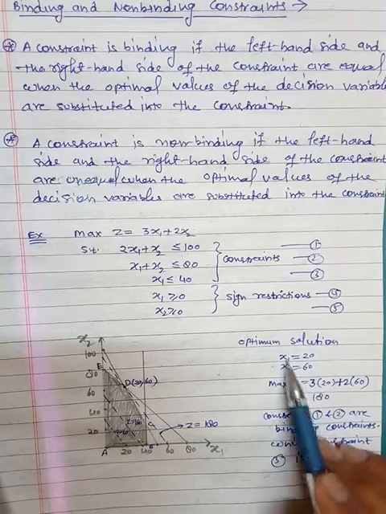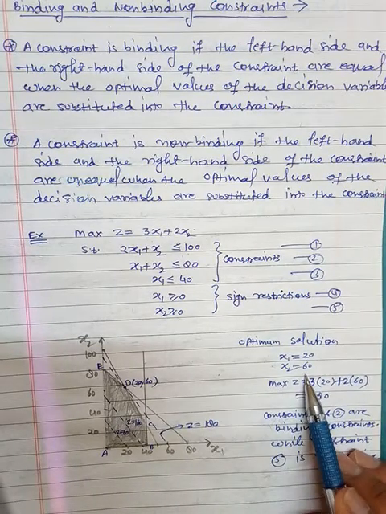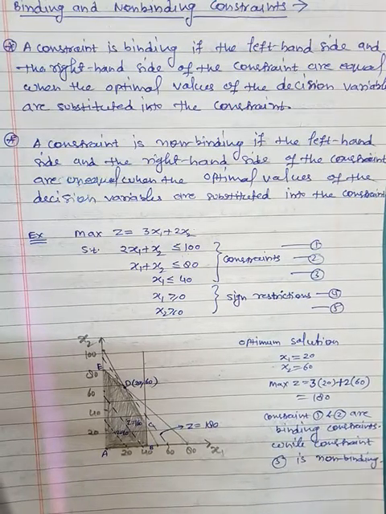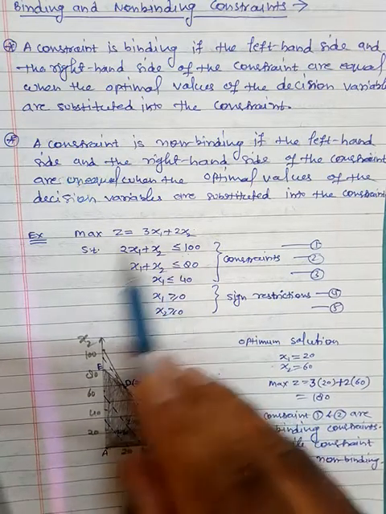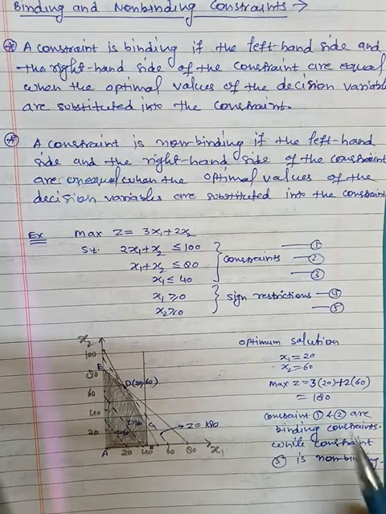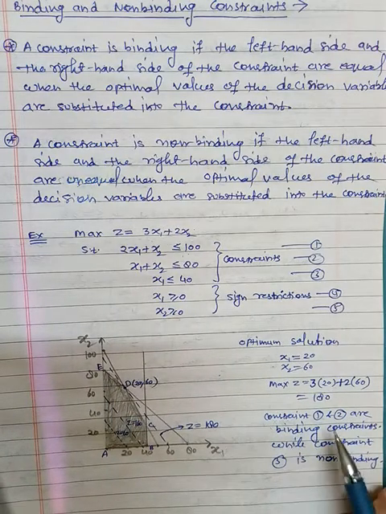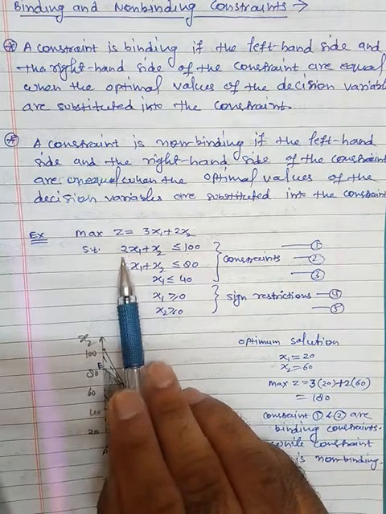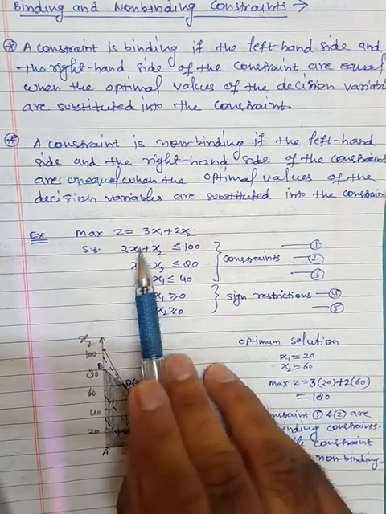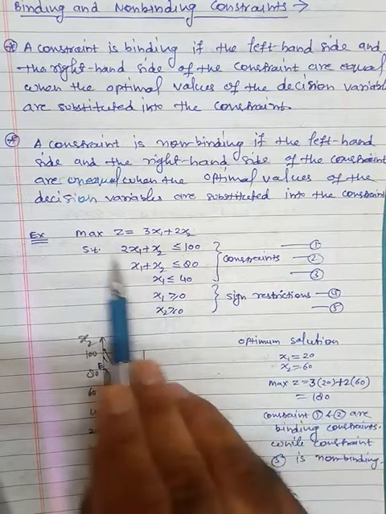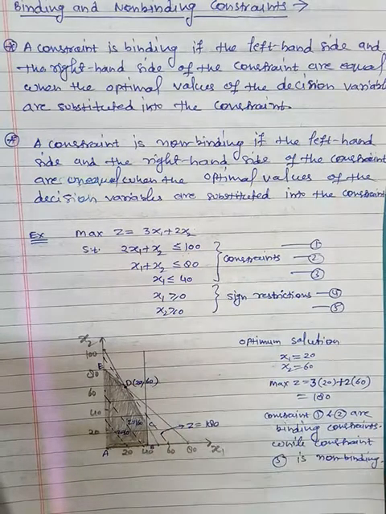So this is the solution. x1 is 20, x2 is 60 and maximum z is 180. Now when you substitute x1 equal to 20, x2 is 60 in the first constraint, you will see that 20 into 2 is 40 plus 60 is 100. So 100 is equal to 100. That means the first constraint is a binding constraint.